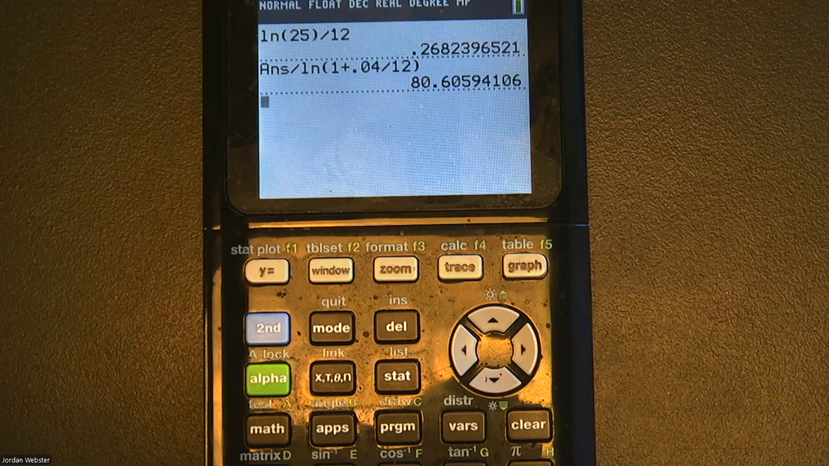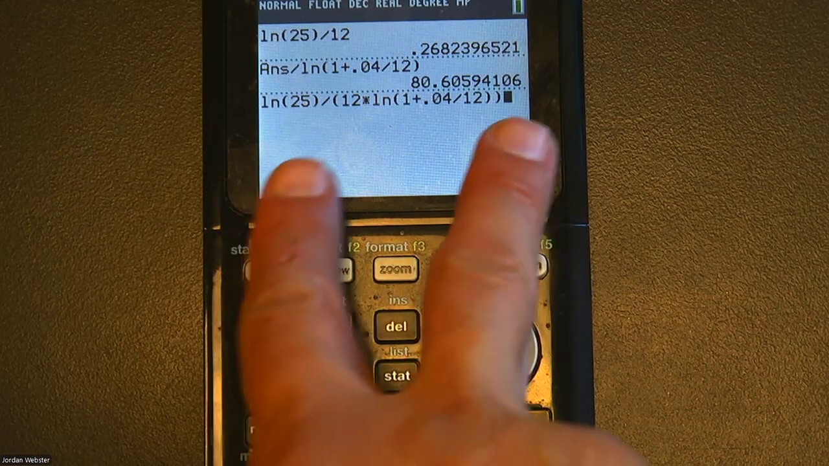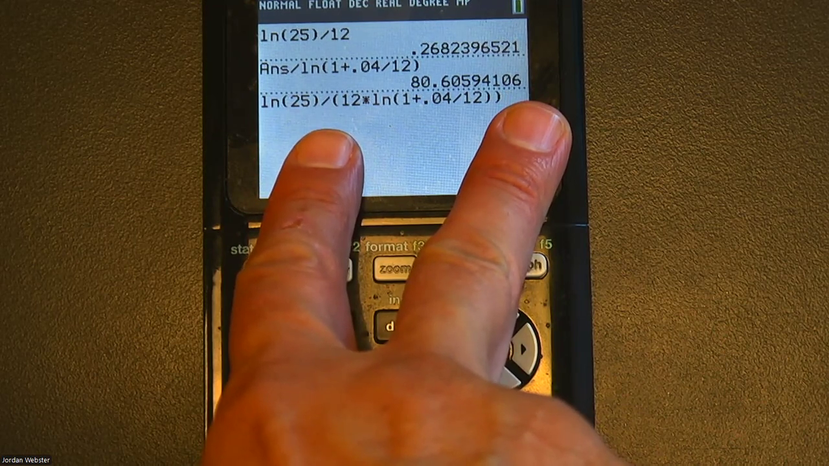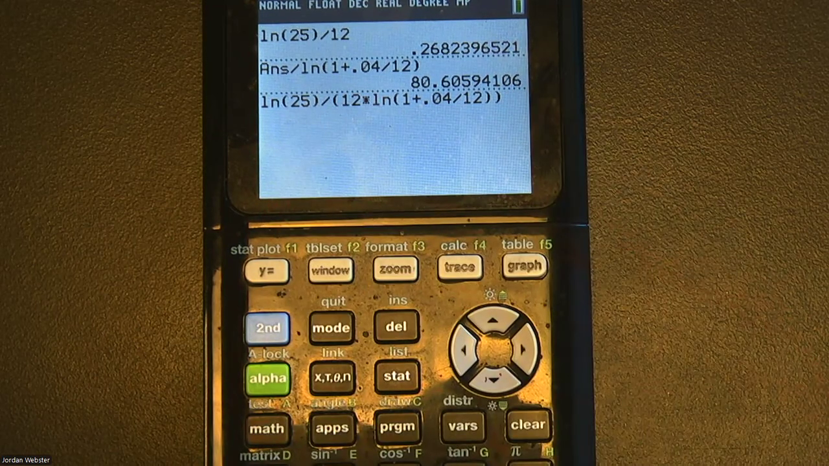Okay. If you did it all in one line, you'd have to do natural log of 25, then you'd have to have 12 times the natural log of that whole thing, all in parentheses, so that you know both of those pieces are in the denominator. Okay. So we get approximately 80.61 as our answer.